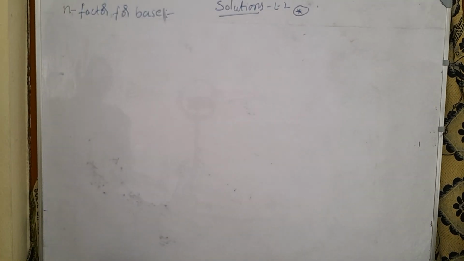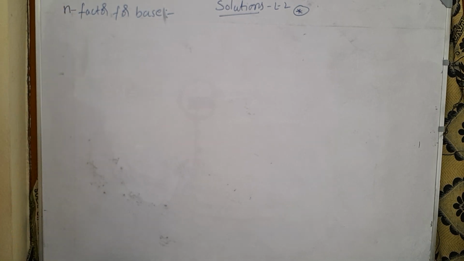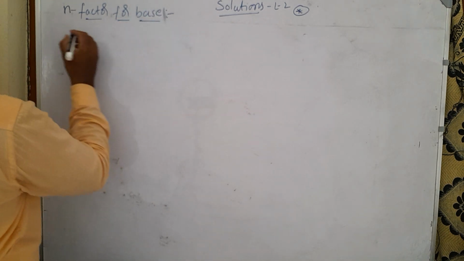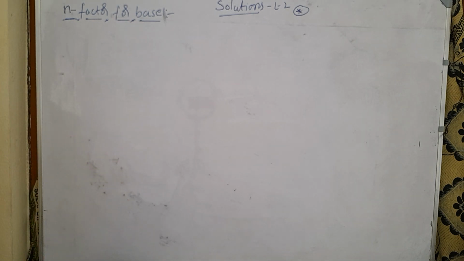So, N factor for bases. What is N factor for a base? N factor for a base is nothing but the number of OH minus ions produced by a base. According to the Arrhenius acid-base theory, bases produce OH minus ions.